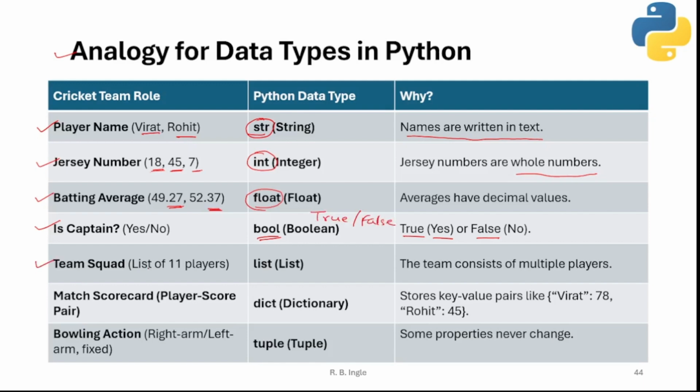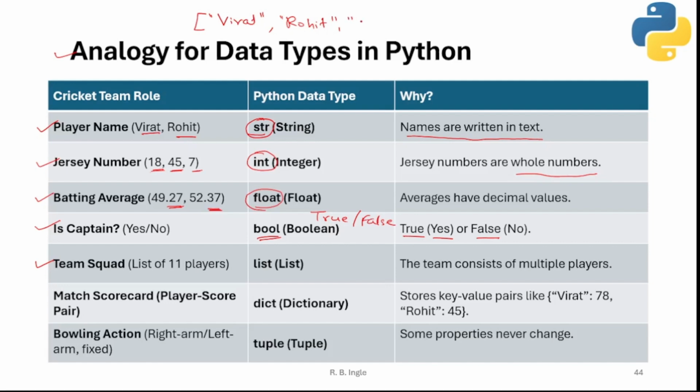Now the list data type: say you want to save all the playing 11 of a cricket team for a particular match, so you want to save all the player names. In that case you will make a list, and in the previous slide we have seen the list can be written like this: Virat, because Virat is a string, therefore we have to write it inside double quotes or single quotes, like Rohit.